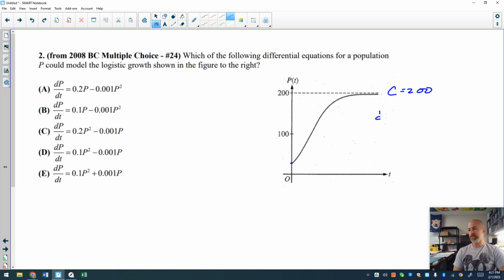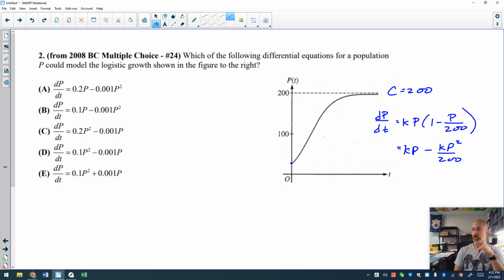So I'm going to make a note that I know dP can be written in the form something times P times 1 minus P over 200. That's what I'm looking for. I don't have enough information to actually solve for K, but I do know it's going to be in this format. So I start looking at my options, and all of these have the KP distributed through the problem. If I distribute my KP, I'll end up with KP minus KP squared over 200.